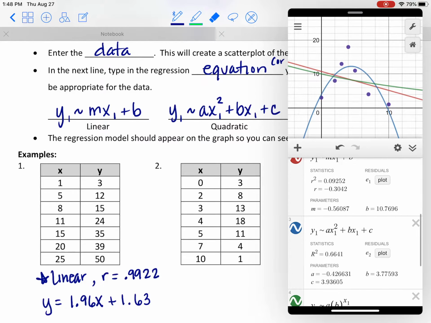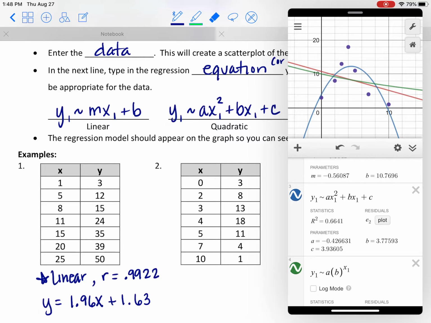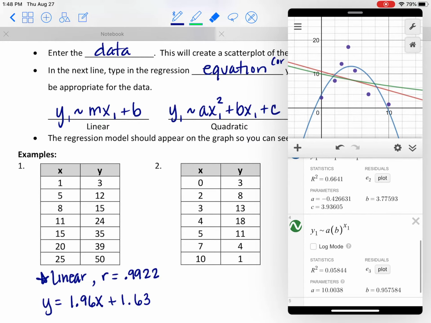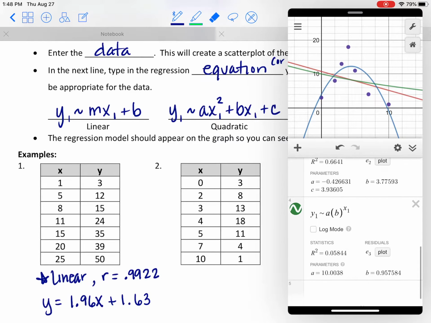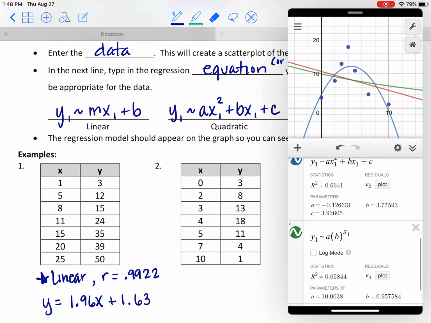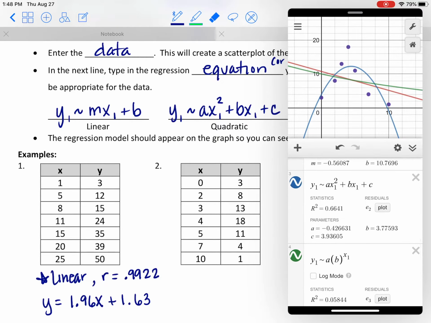So a negative correlation for linear, negative 0.3. That's kind of weak. R squared, quadratic. Let's see, 0.66. So it's a little better, maybe like an average correlation. And then 0.05, that's terrible. So definitely quadratic is going to be the best for us here.